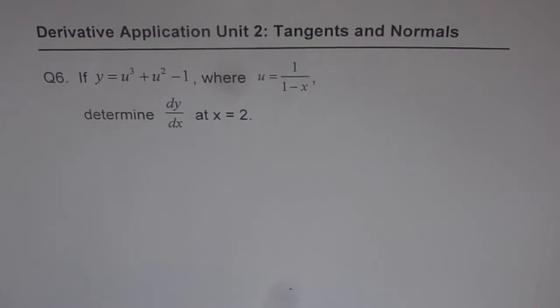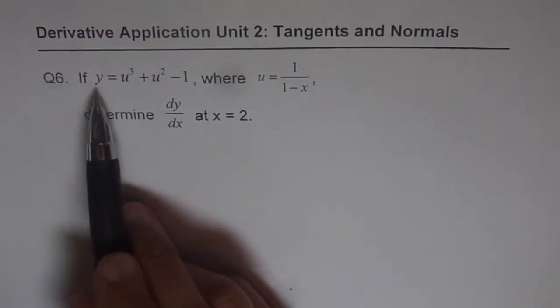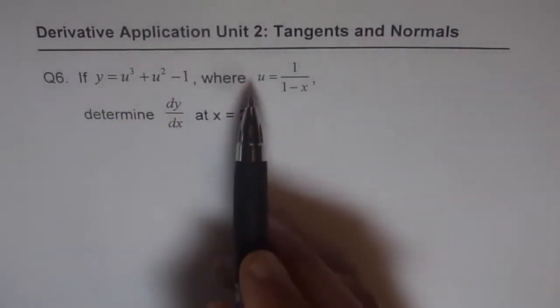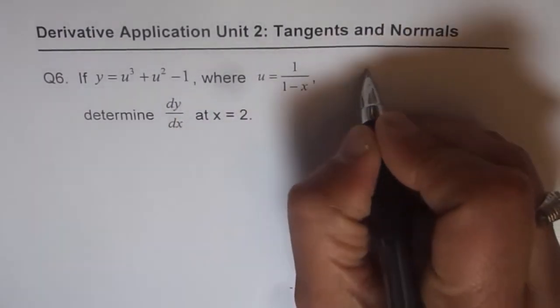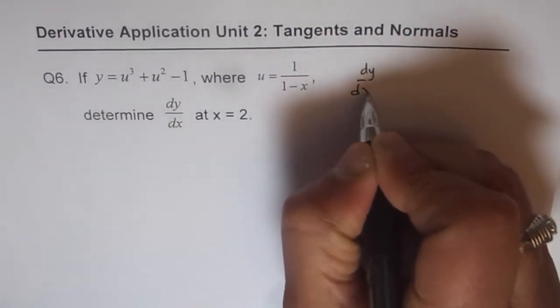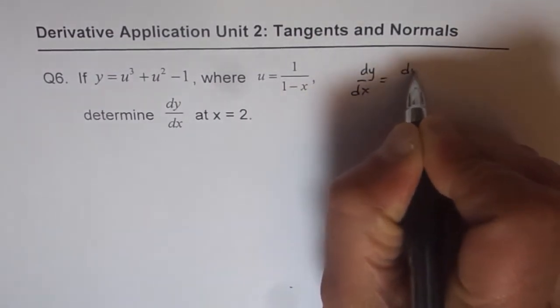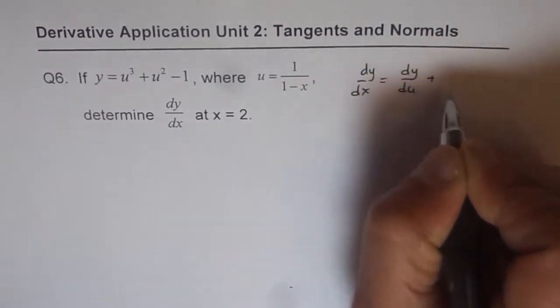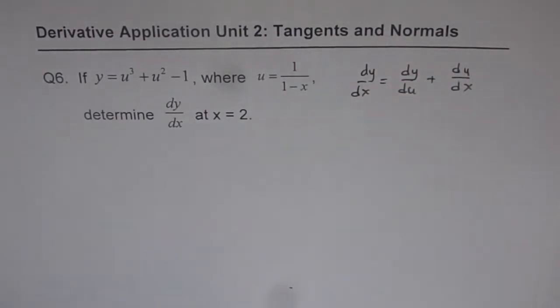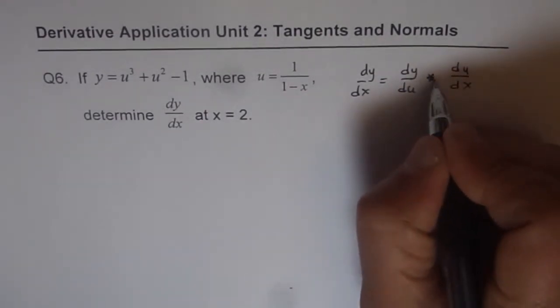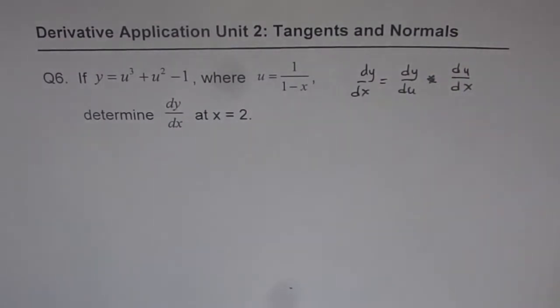Now here we have a composite function, right? So we're given y as a function of u and u as a function of x. So dy/dx can be written as dy/du times du/dx, right? That is the chain rule, which we are going to apply to get our answer.